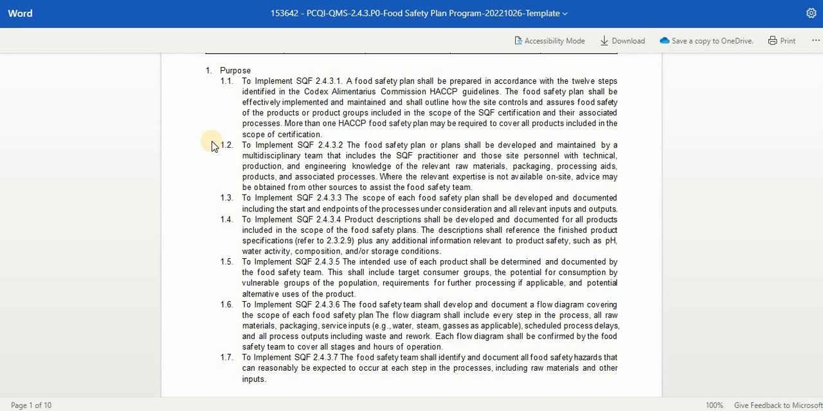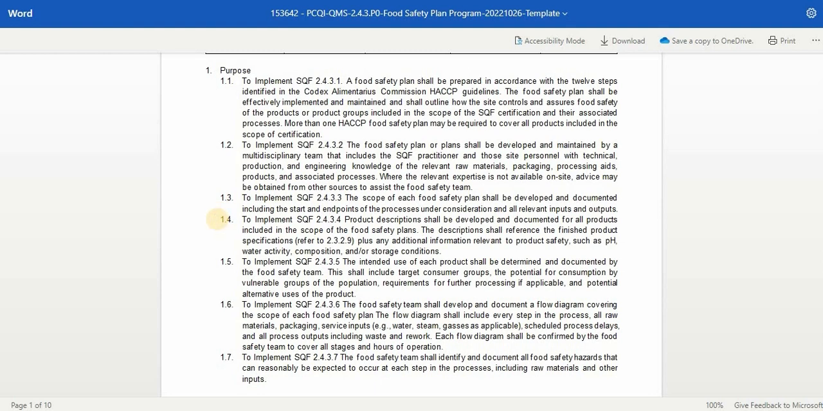Third, to implement SQF 2.4.3.3, the scope of each food safety plan shall be developed and documented, including the start and end points of the processes under consideration and all relevant inputs and outputs.